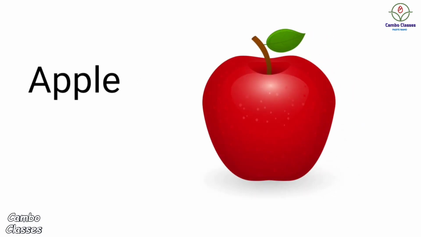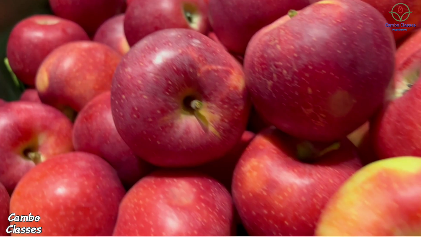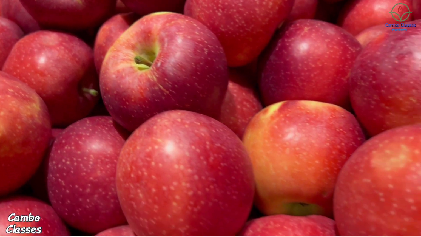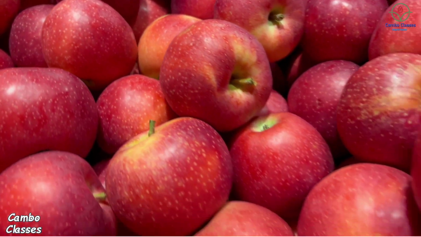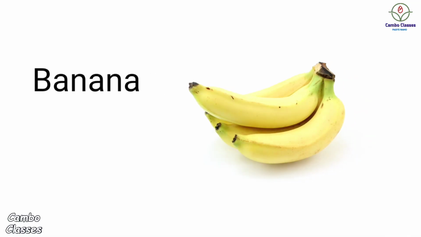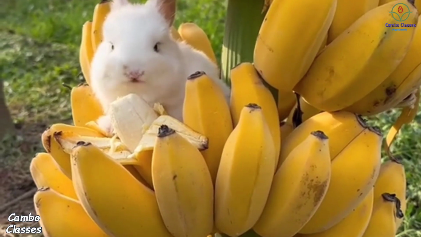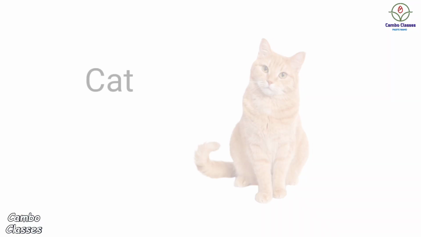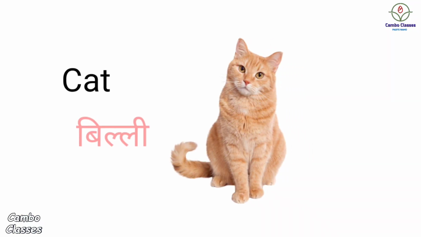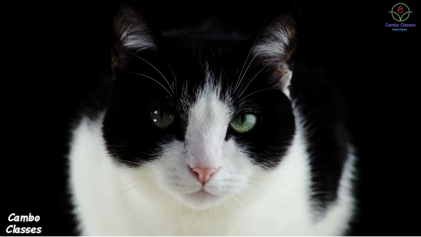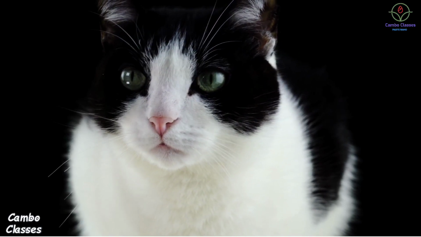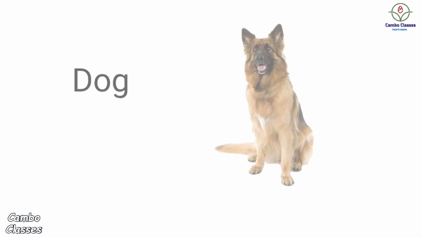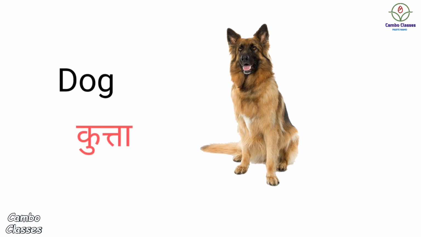A for apple. Apple means save. B for banana. Banana means kela. C for cat. Cat means billy. D for dog. Dog means kutta.